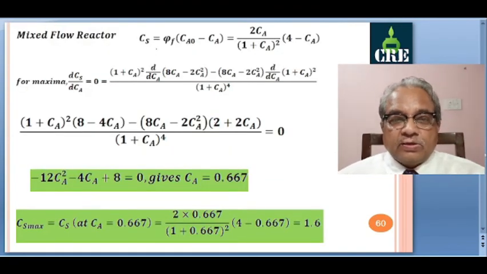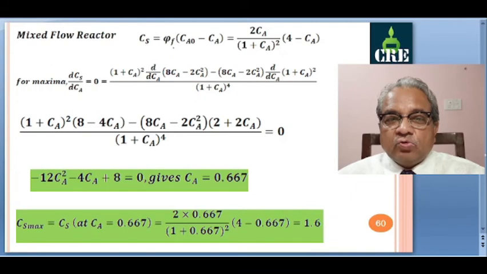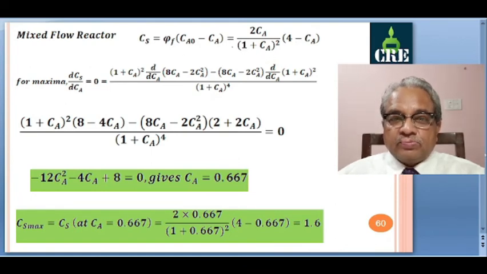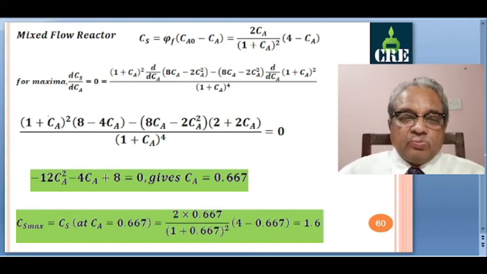Then mixed flow reactor, second part. CS is equal to this equation now you know, and this is 2CA by (1 plus CA) whole square, 4 minus CA. So this function. So if you maximize this for dCs by dCA is equal to 0. So again quotient rule, I will not explain this.